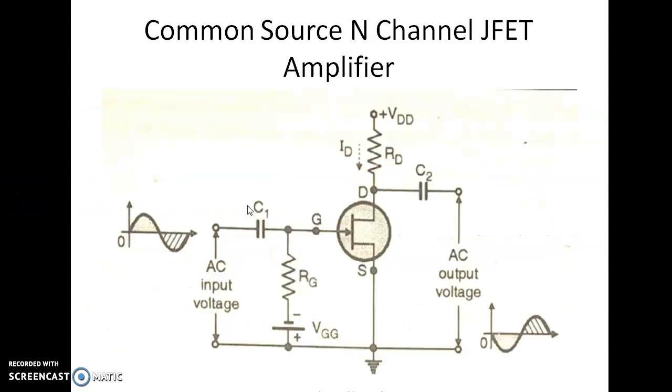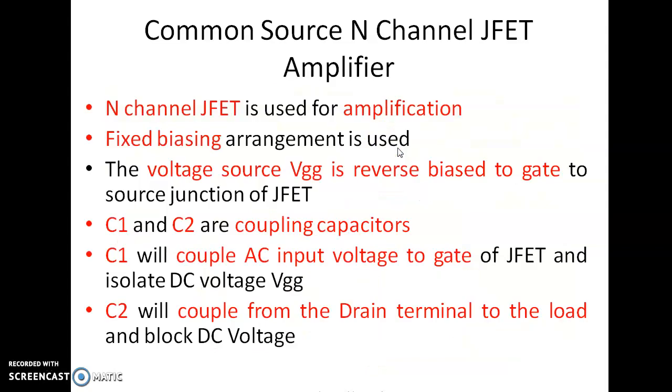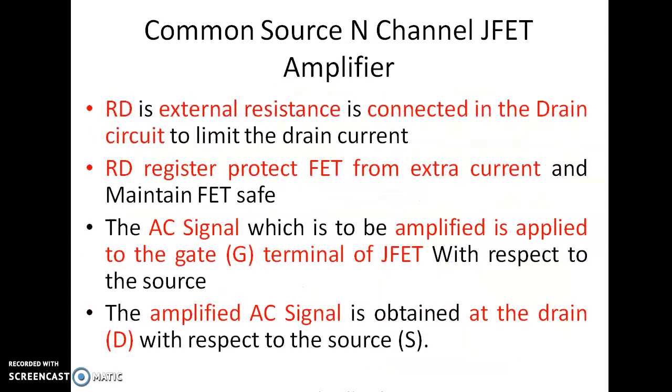So what is the role of the RD drain resistor? It is limiting or controlling the current which is flowing through the drain resistor, and it is protecting the N-channel junction field effect transistor. So this RD, an external resistance, is acting as a current limiter. It is controlling the current and keeping the FET safe. It is protecting the FET from extra or high current.